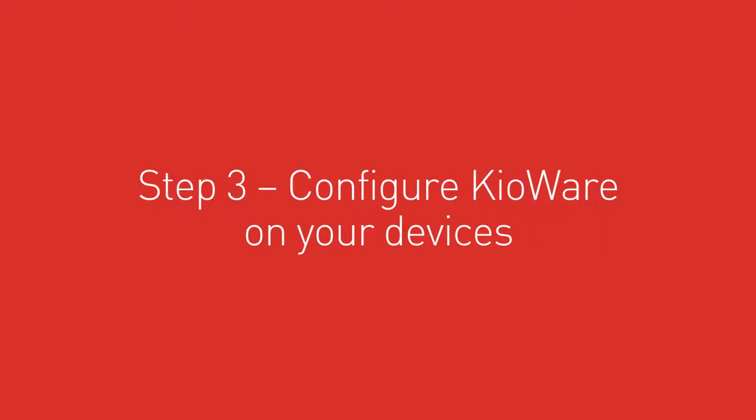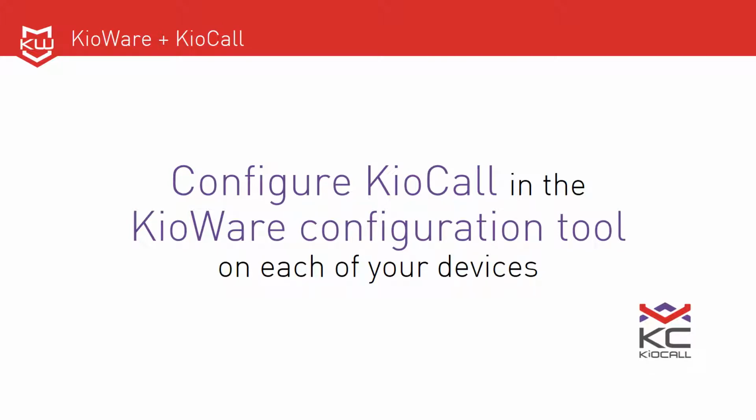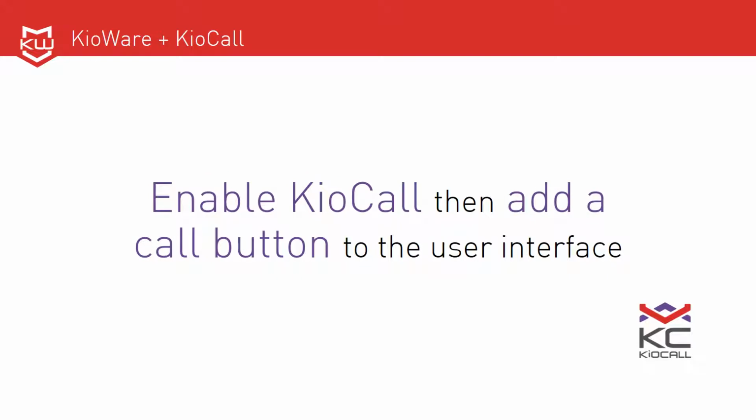Step 3. Configure KioWare on your devices. You'll need to configure KioCall in the KioWare configuration tool on each of your devices. This just involves enabling KioCall, then adding a call button to the user interface so kiosk users can place a call.